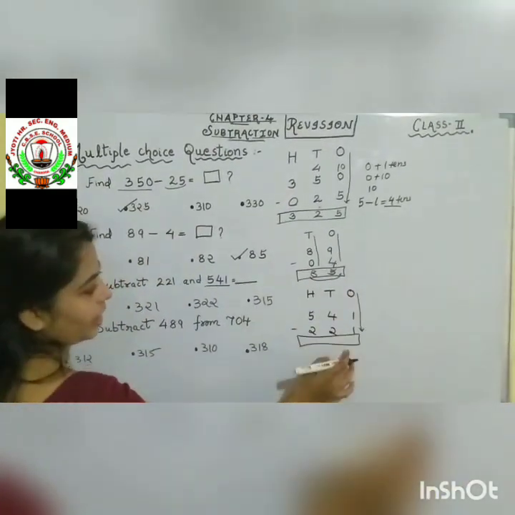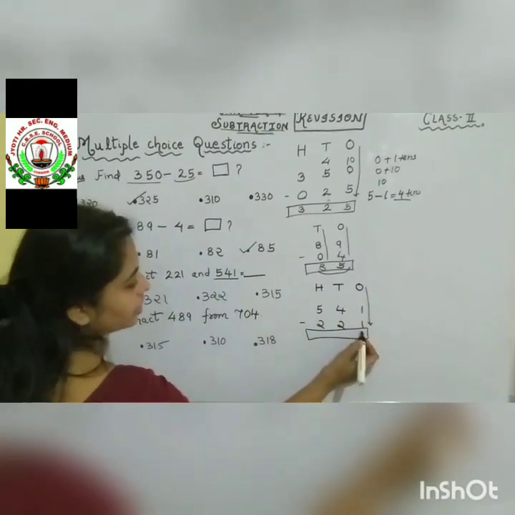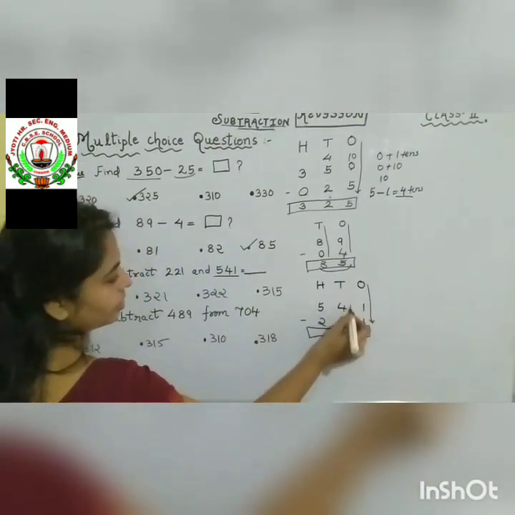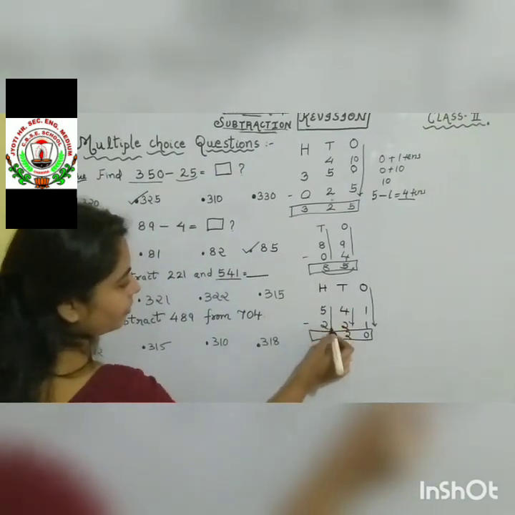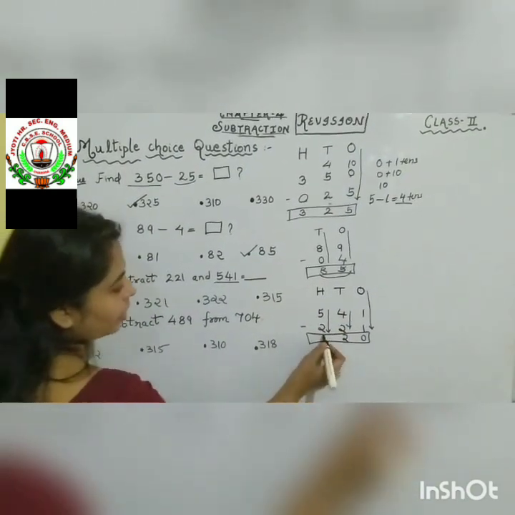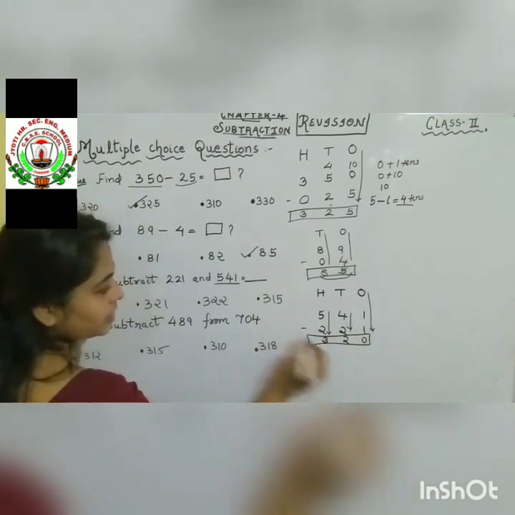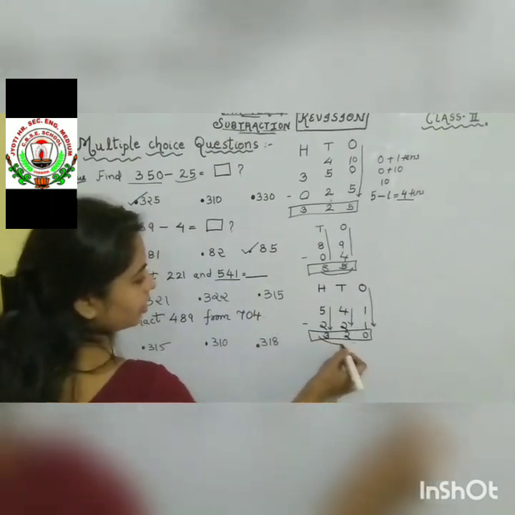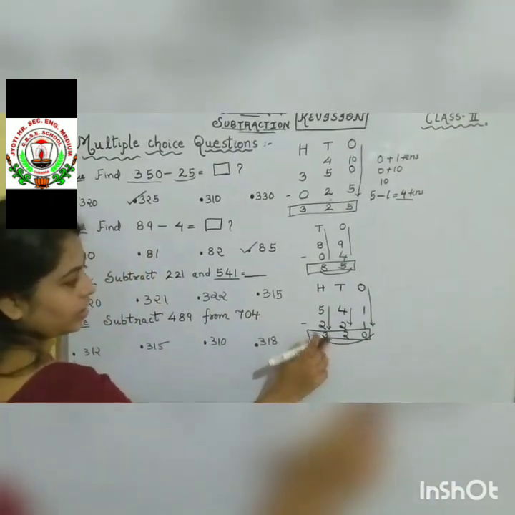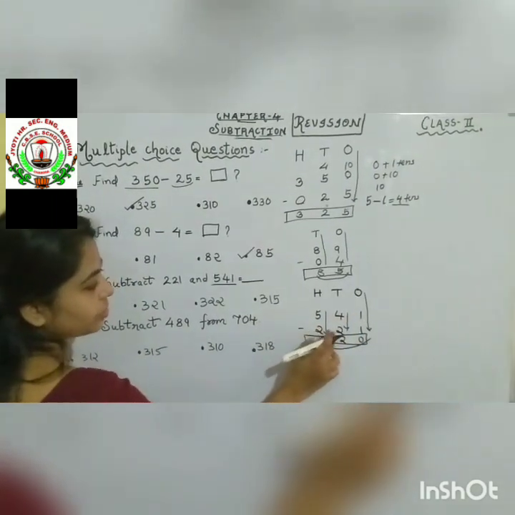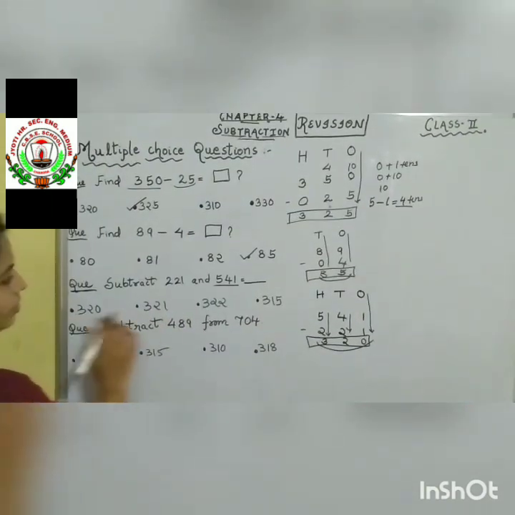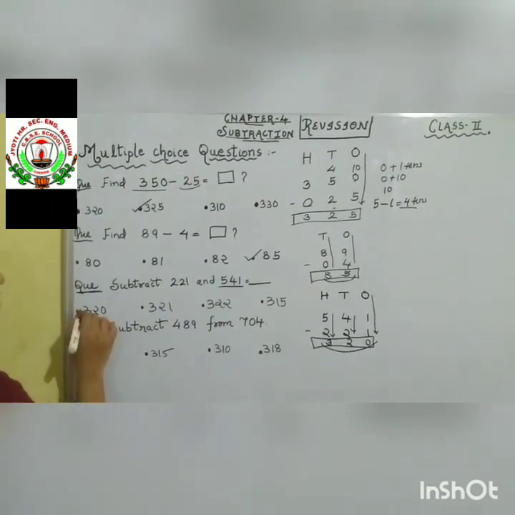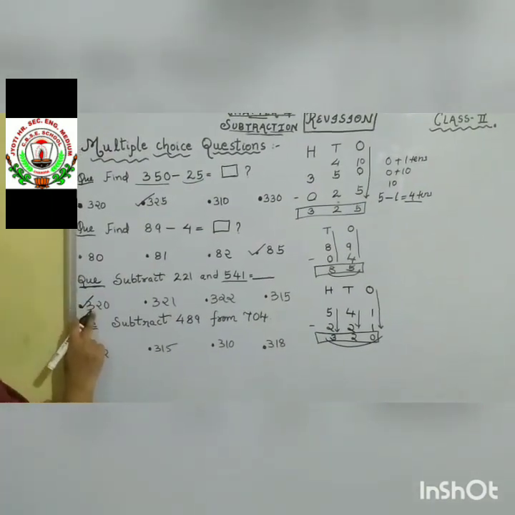In the ones place we are having 1 minus 1, answer comes as 0. 4 minus 2, answer is 2. Then 5 minus 2 is 3. Then this 320 is our answer. 541 minus 221, we get the answer as 320. So can you find 320? Yes, here. So put a tick mark on the answer 320.